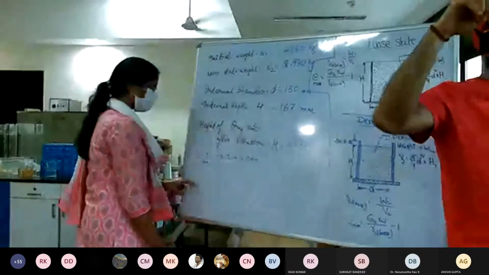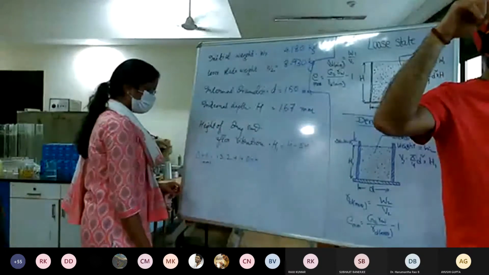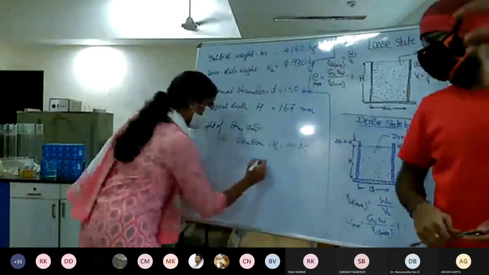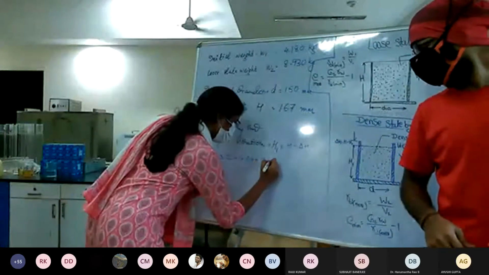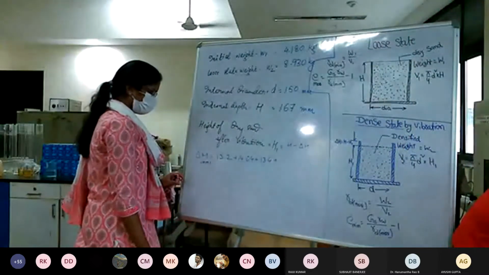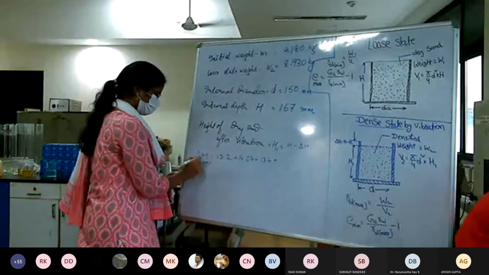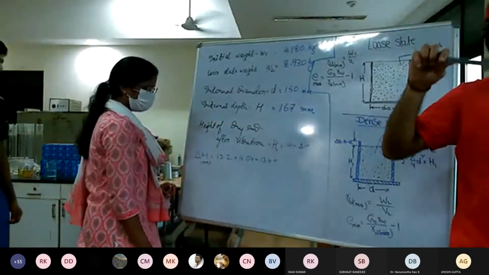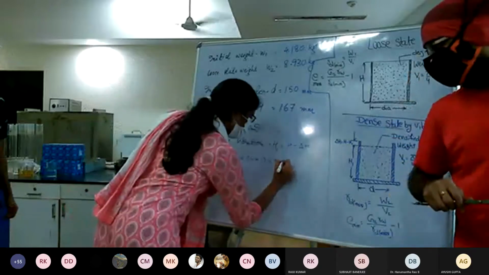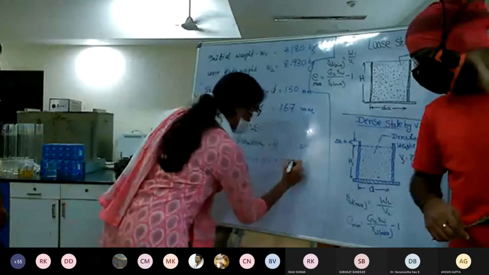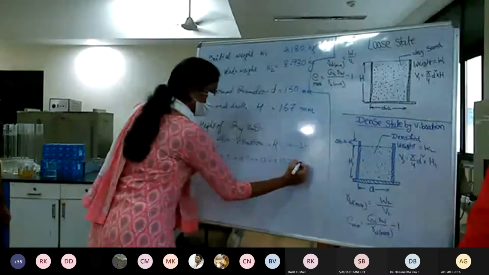So I now request everyone to note down the readings. Whatever measurements were made by us, you can see the initial weight of the mold, W1, is 4.18 kg, and the weight of the mold plus the dry soil in loose state, W2, is 8.930 kg. If you want the weight of the sand alone, then you have to deduct W2 minus W1.